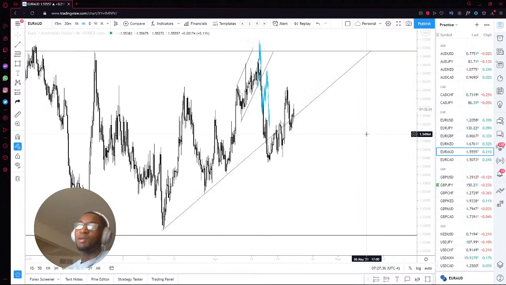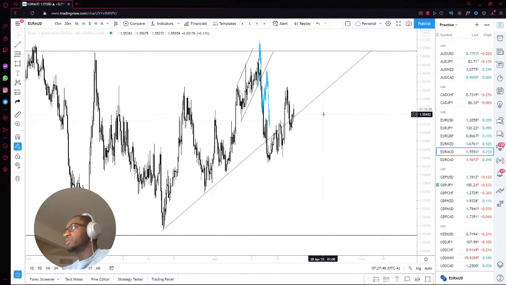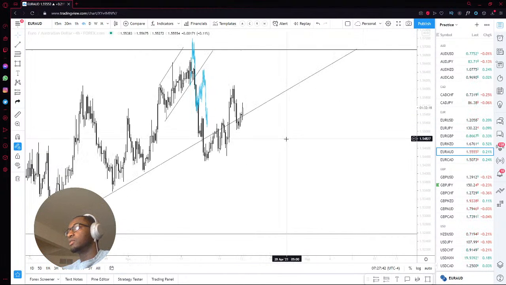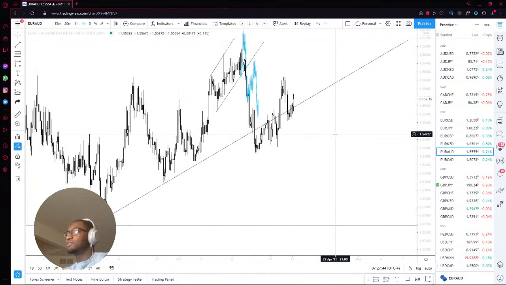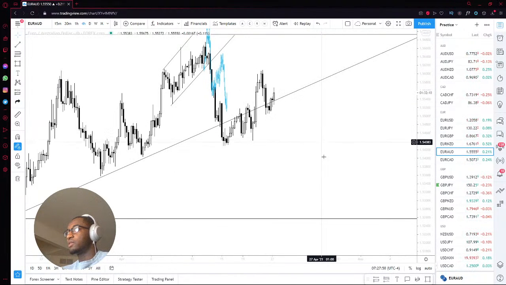And again, for anybody hopping on, just going through the 25 so far. These aren't really pairs that I pay attention to. Just pairs that I practice on, sometimes test ideas out on.